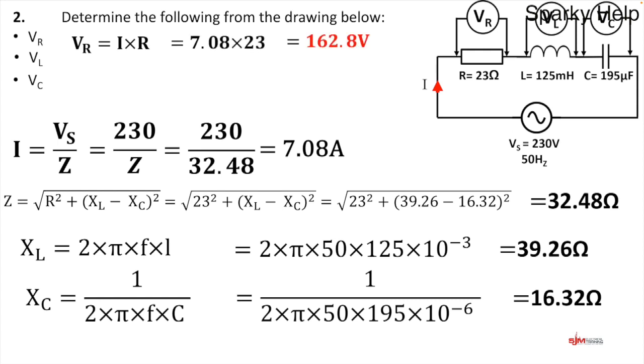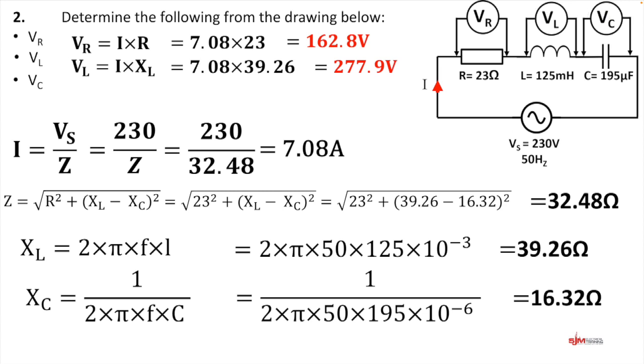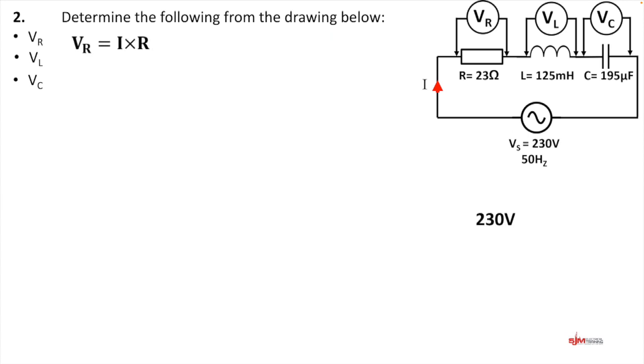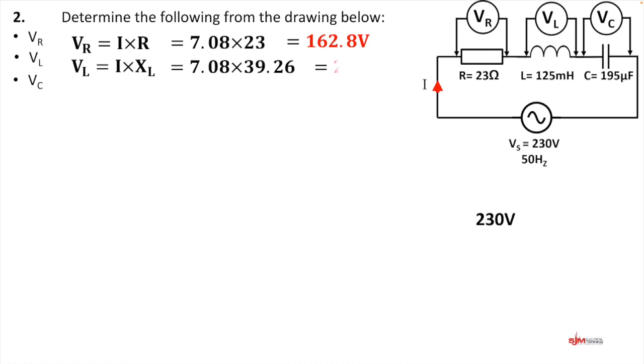And if we apply these to these voltages, then Ohm's law, I times R, gives us across the resistor 162.8, and across the inductor, same again, 7.08 times the 39, and that comes to 277.9, and then VC, 7.08 times 16.32, and that comes to 115.5. So there we've answered our three voltages, but remember those three voltages will add up to 230. So those are our three voltages again.